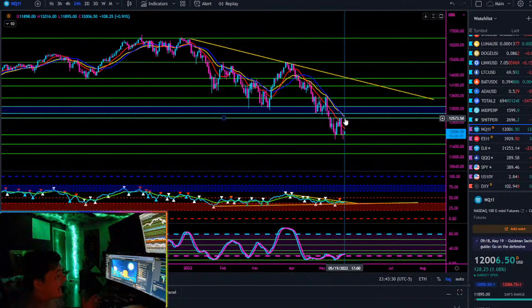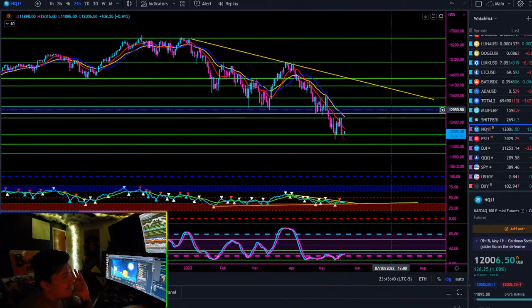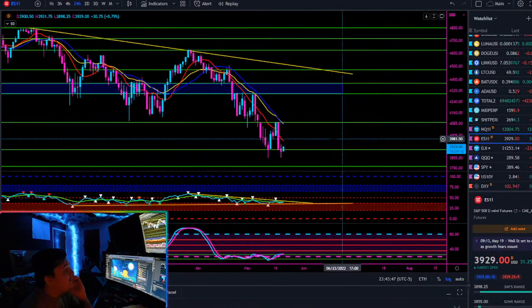That's it. And even if that condition is met, I'm not convinced long term until we break the ceiling of resistance, this diagonal trend line of resistance. So that sentiment is implied across the board for almost everything that we're looking at here today.